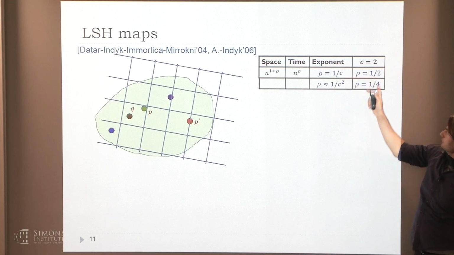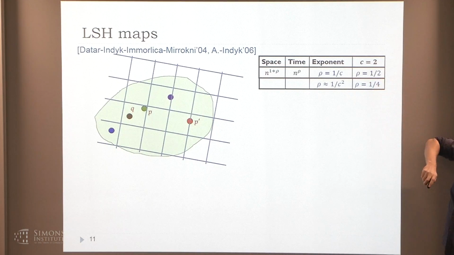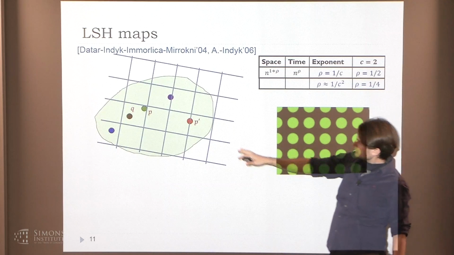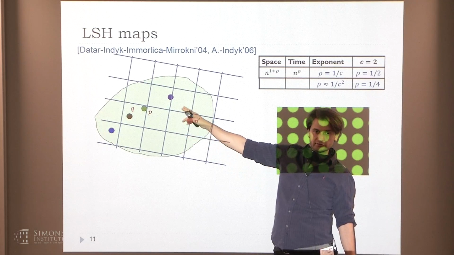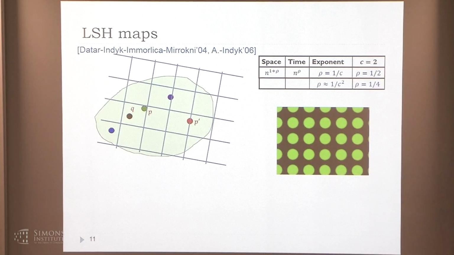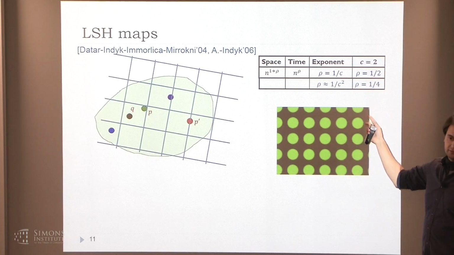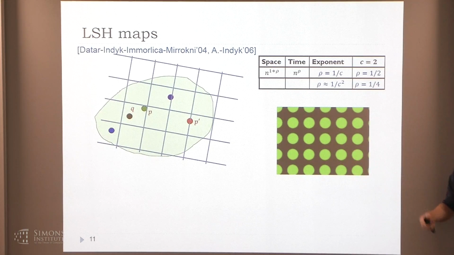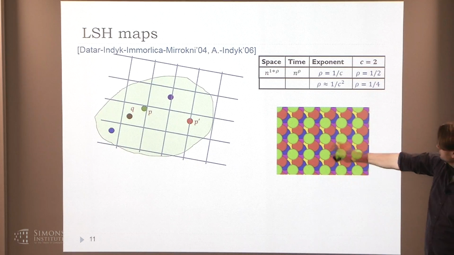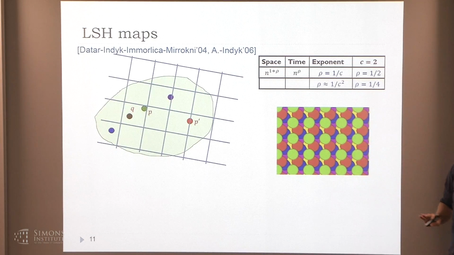You can get an improvement from a half to a quarter. The idea is that rather than partitioning the space into grids, basically into cubic cells, it's better to partition the space into balls. We cannot really partition even two-dimensional space perfectly into balls, so you do something like this. A picture is worth 1,000 words. This is how you partition, where these grids of balls are randomly shifted.